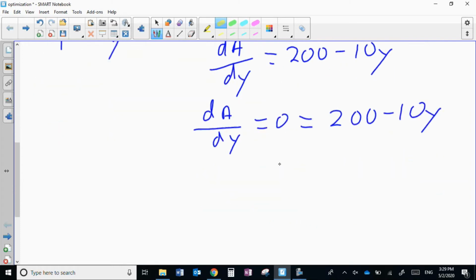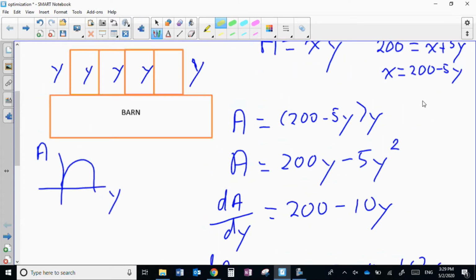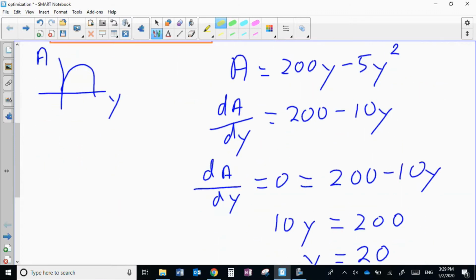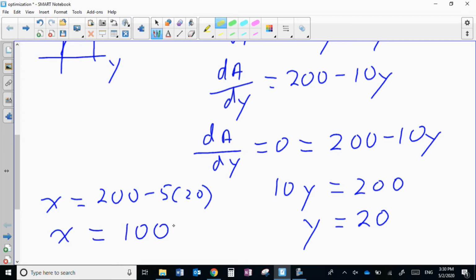Well, that happens when 10y equals 200, or y equals 20. Well, if y is equal to 20, x from up here is 200 take away 5y, so x would be 200 take away 5 times 20, or 100. And those are both in feet.